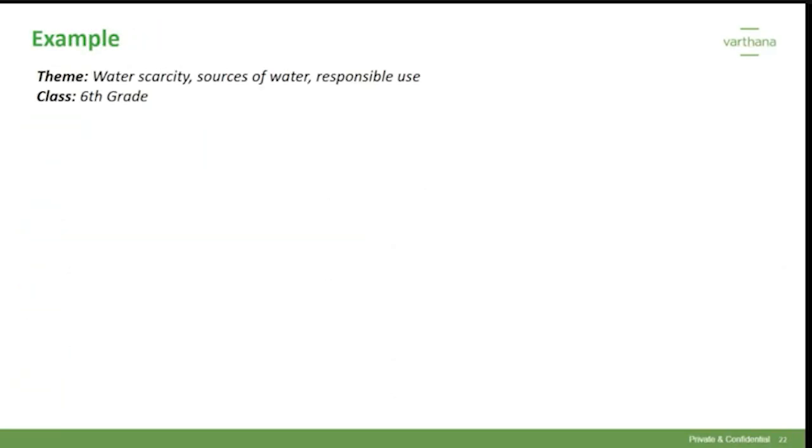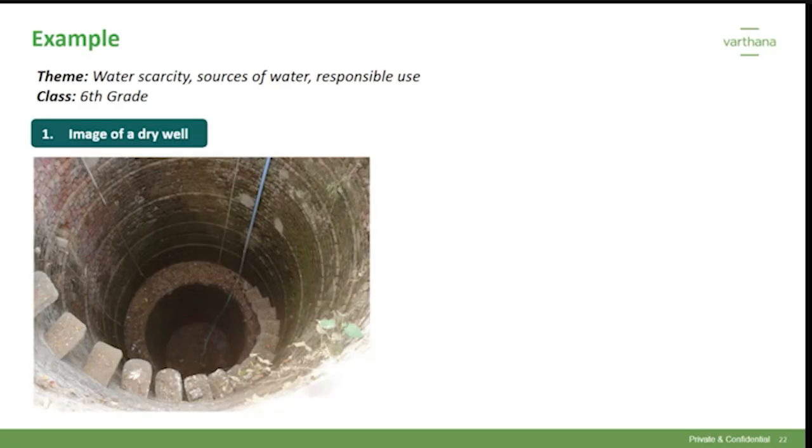So we have taken a class 6 topic, which is water scarcity. According to this technique, first of all, we have presented an image, like an image of a dry well. So what questions come to your mind watching this image? You can type in the chat box and you can also unmute yourself. Your participation is a must for active engagement. So what do you think by seeing this well?